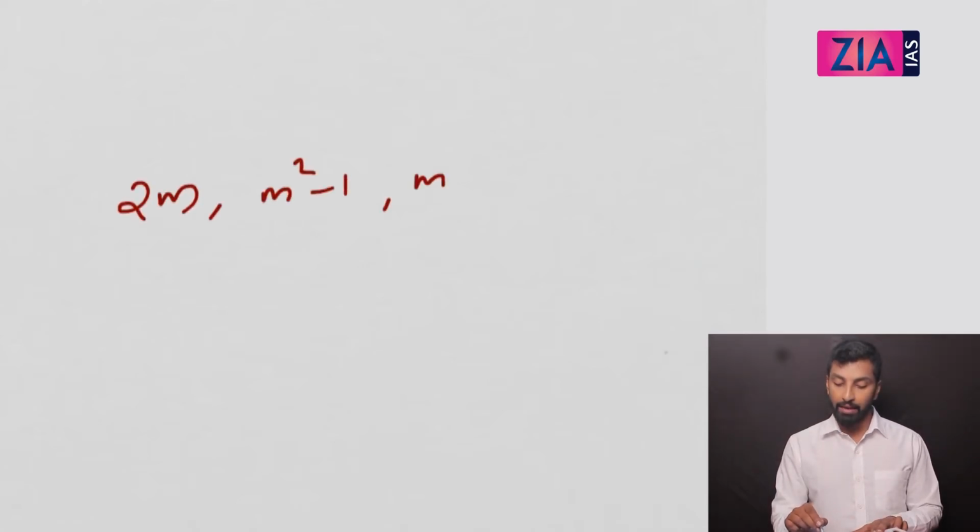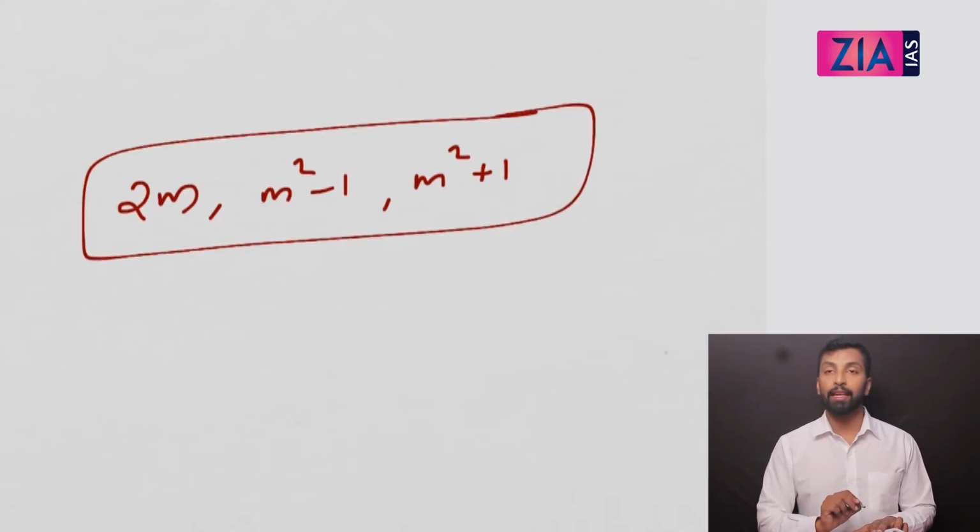Now, why you are getting it is because you don't need to know all these things. It's actually the relation between all three sides in a right angle triangle: 2m, m square minus 1 and m square plus 1. So this is the relation between the three sides, or this is what you mean by Pythagoras triplet.